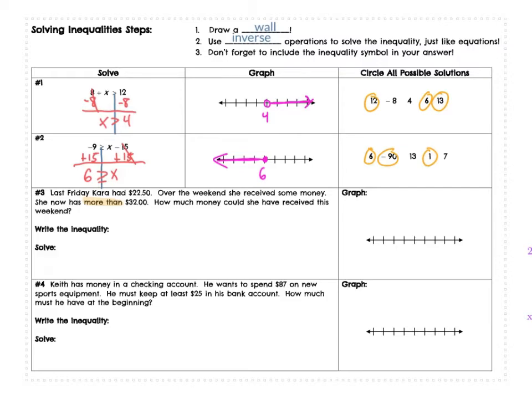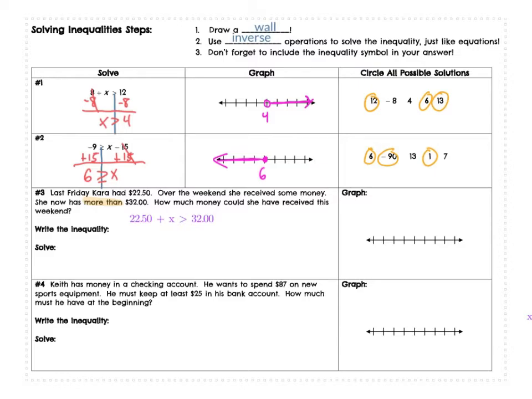Since the amount of money that she's going to be having is going to be more than the $32, whatever we write for an inequality, we know that the amount that she's going to have at the end is going to be greater than the $32. So we know she had $22.50. We're going to add some amount of money to that. We don't know what that is, but we know when we're done with that, we want that to be greater than $32. So here's our inequality, our $22.50, which she had.